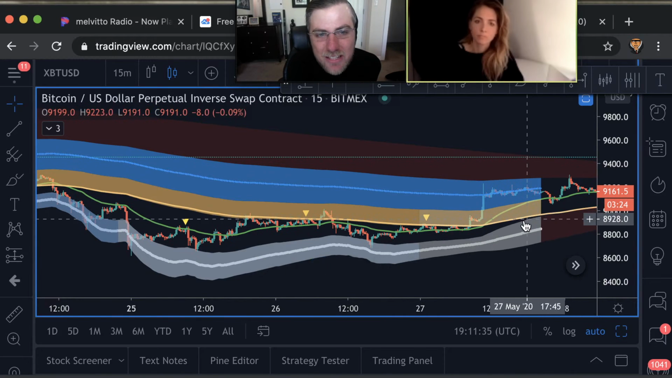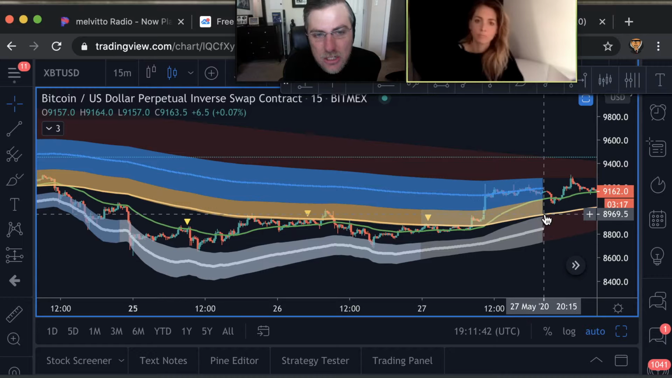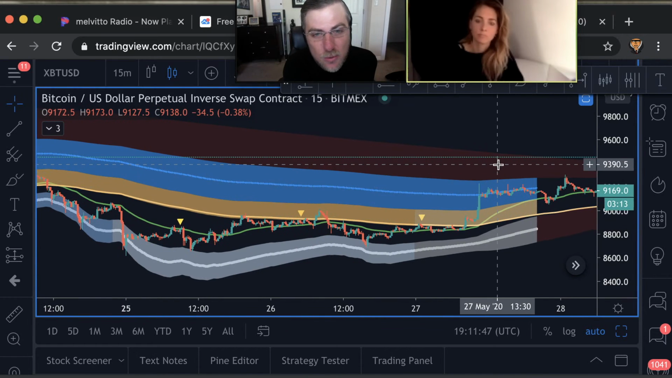We can't have this sustain for very long, just based on the math behind how this is set up. Once you get this squeeze, it is a strong indication of volatility. It doesn't tell you which direction.